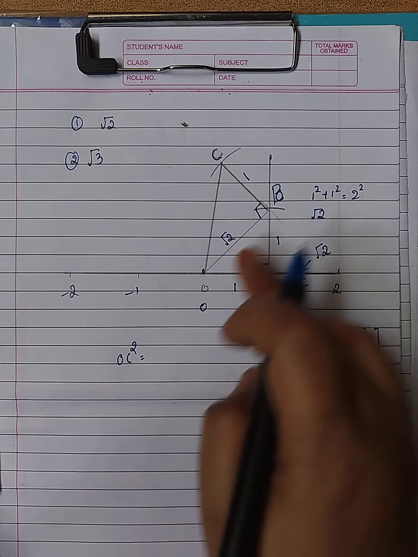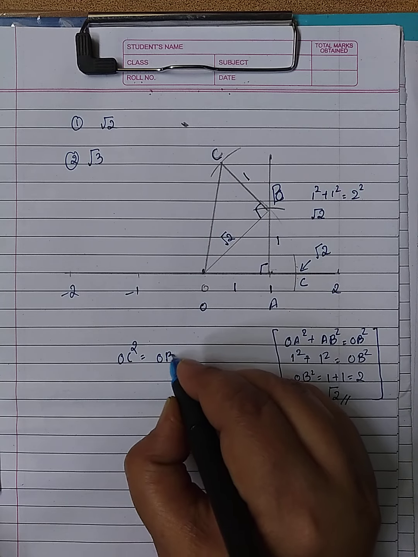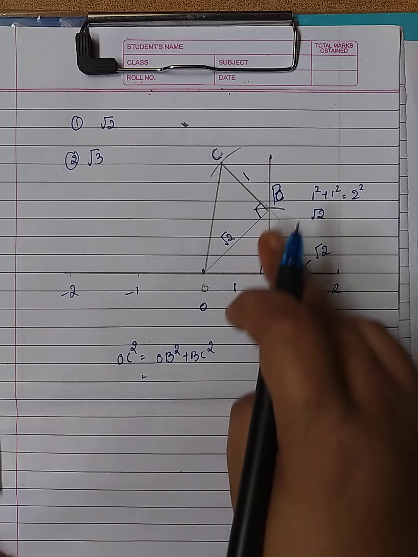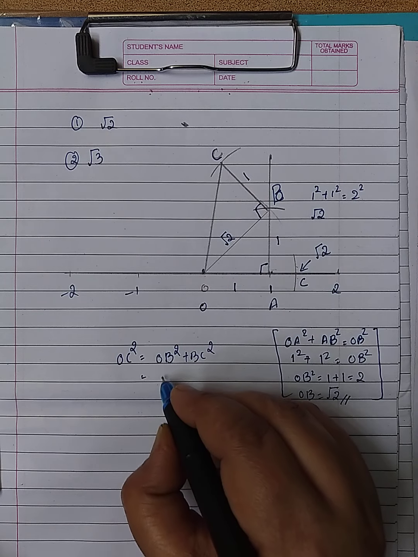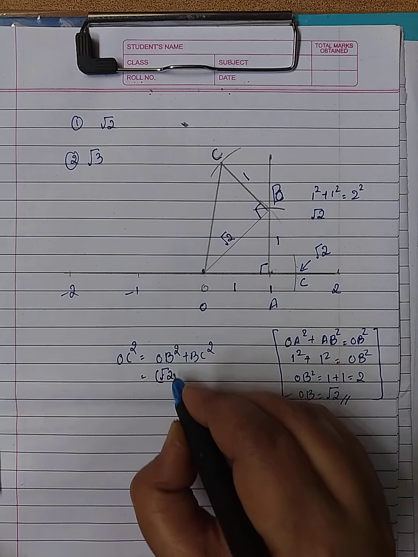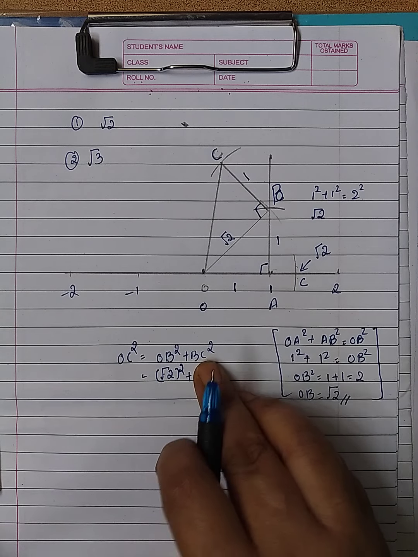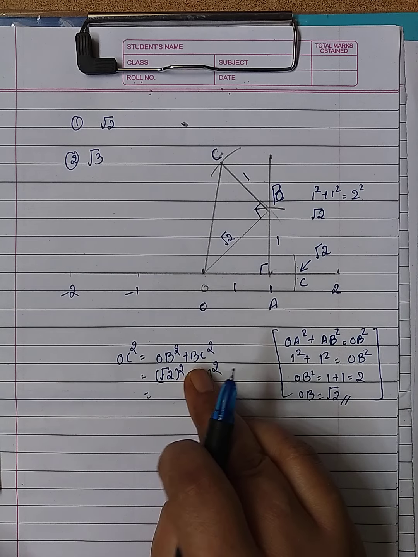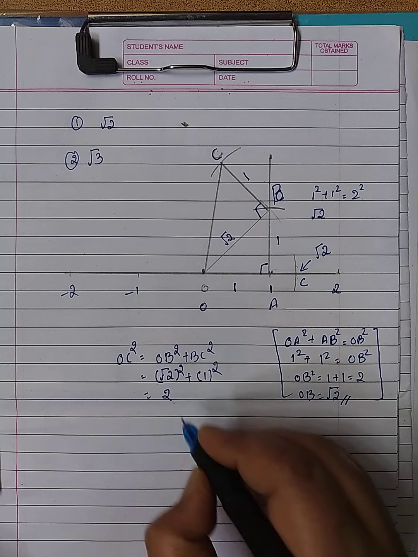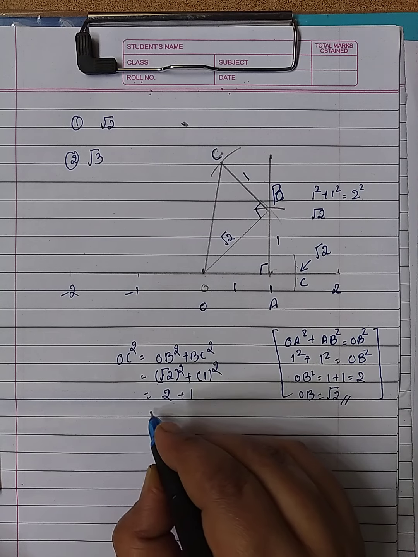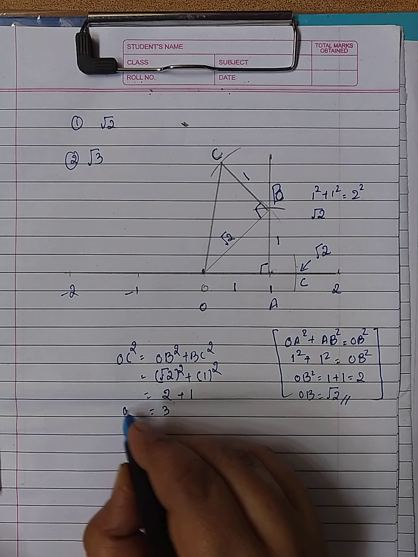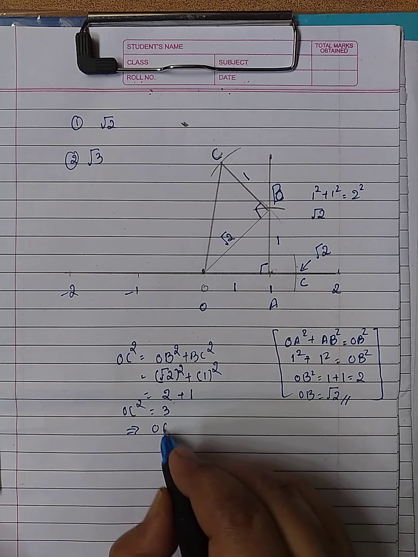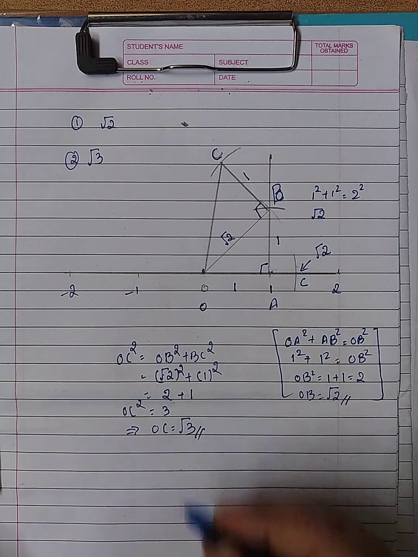OC square equal to OB square plus BC square. That is, OB how much? Root 2. Root 2 square plus BC 1. Root 2 whole square means root 2 into root 2, that is 2, plus 1. This is 3. OC square equal to 3. Therefore, OC equal to root 3.